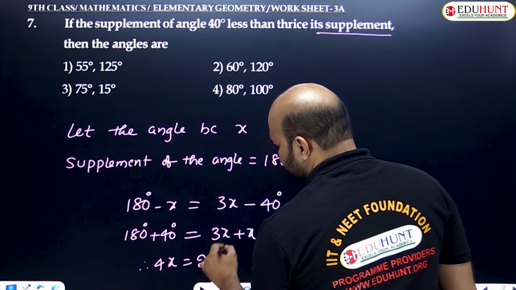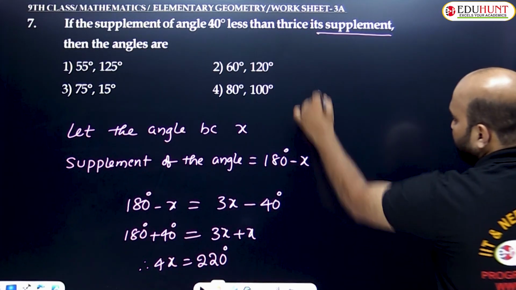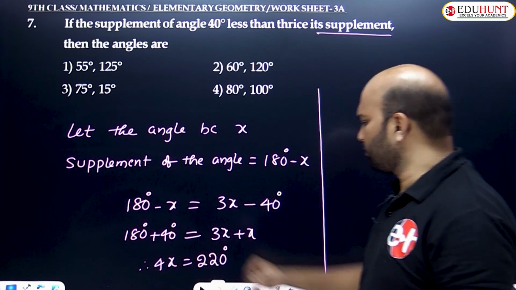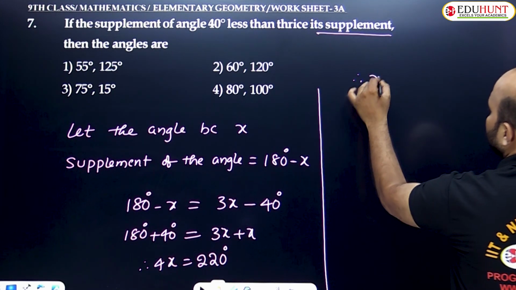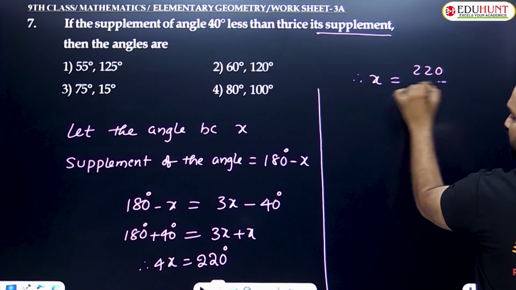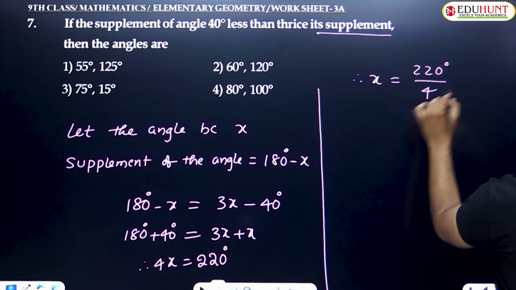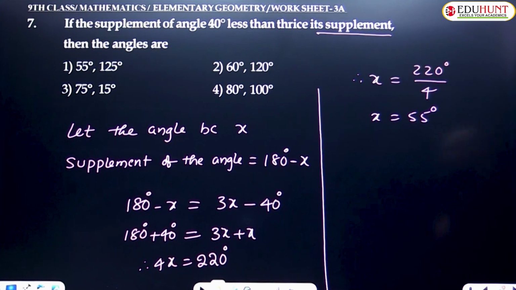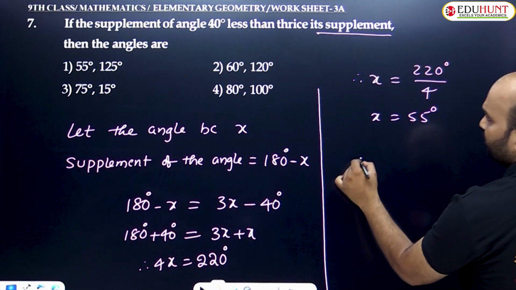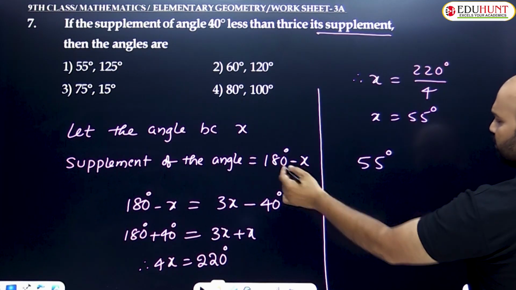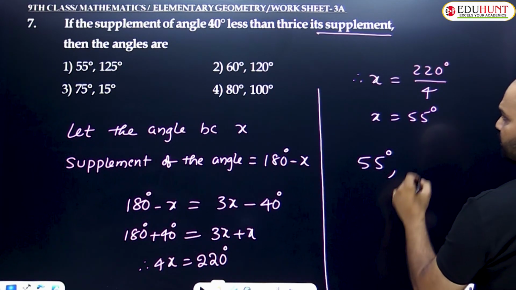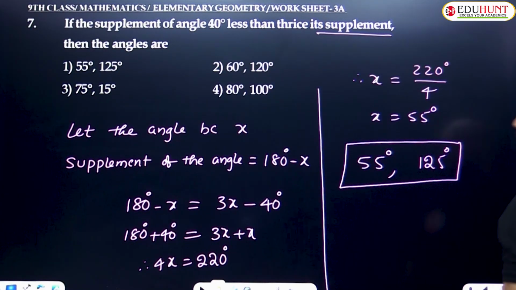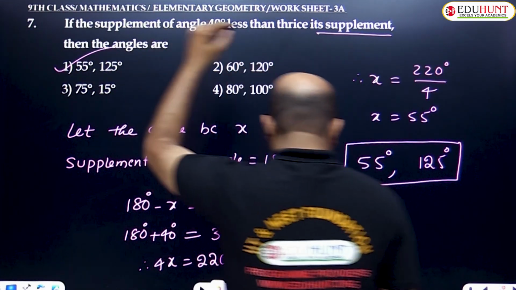So 4x equals what am I getting? 220 degrees. 180 plus 40 is 220, and 3x plus x is 4x. Therefore x can be written as 220 by 4, which is 55 degrees. So the question I am asking is, what are the angles? One is 55, confirmed. What about the remaining? 180 minus 55 is 125. So those angles are 55 and 125. Option 1 is the right answer.